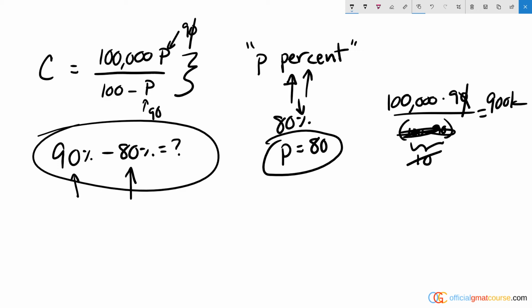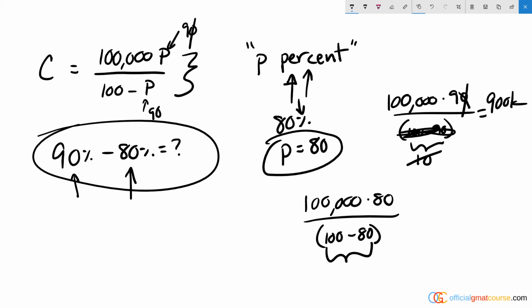Now, if we look at the 80, 80 is going to work in two ways to make this fraction slightly different than the fraction we ended up with originally. And both ways are going to make it smaller. So we have $100,000 times 80, which is a smaller number on top, over 100 minus 80, which is a larger denominator than we had before.